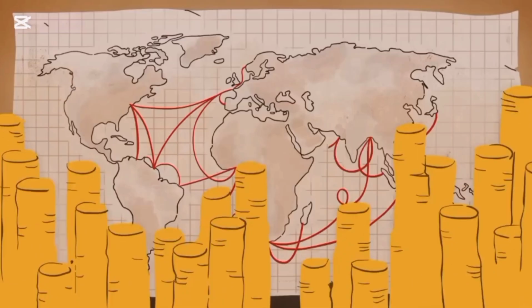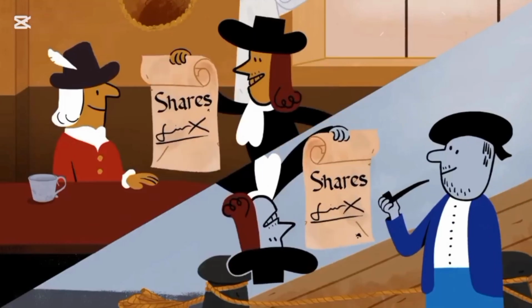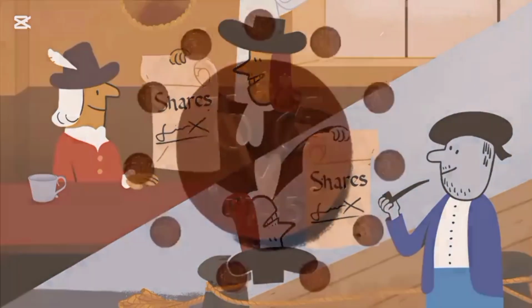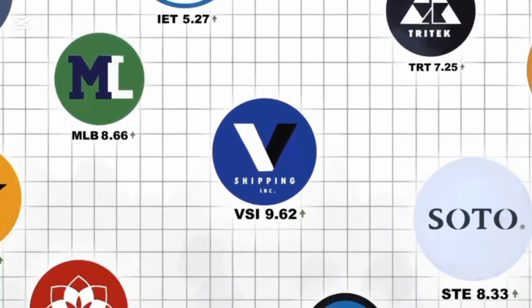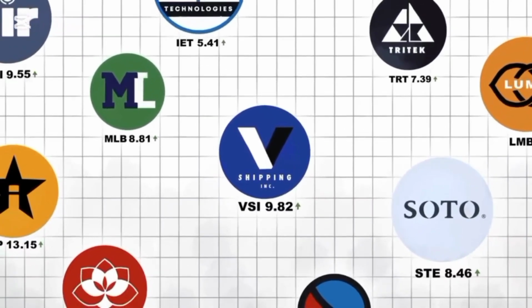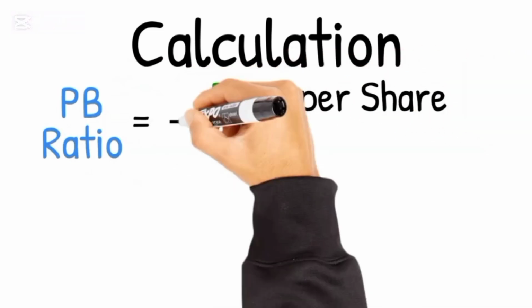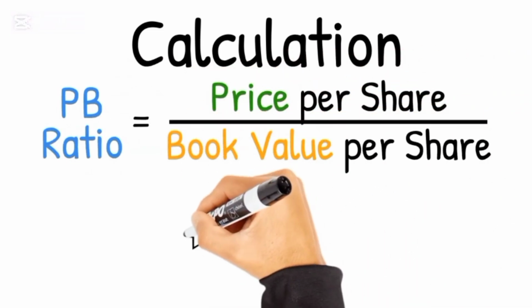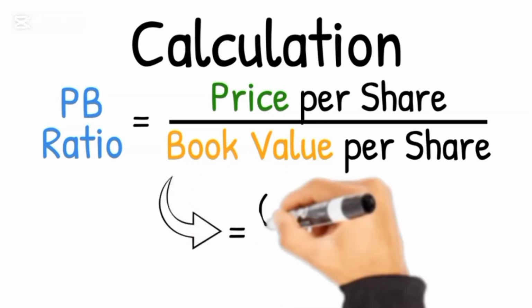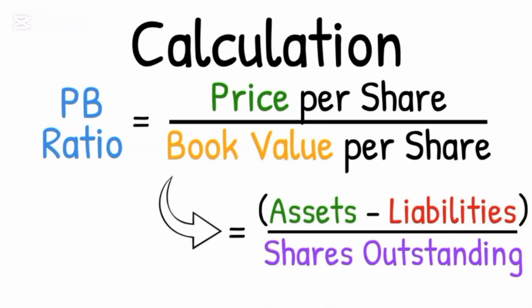Third is to compare companies within the same industry. Comparing P over B ratios across different companies within the same sector provides insight into relative valuations and potential investment opportunities. The formula of the price to book value ratio is calculated as market price per share over book value per share, where the book value per share is equal to book value over the number of outstanding shares.